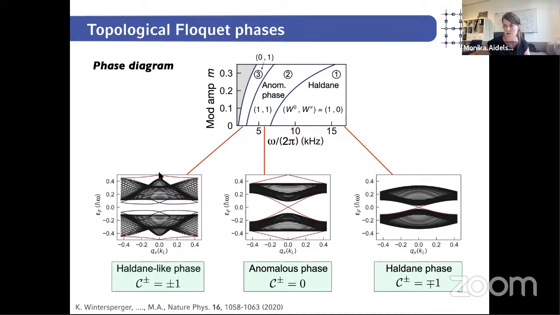So strictly speaking, there's no static representation of that one, because you cannot define the rotating wave approximation limit where you take the frequency to infinity. But there's a simple gauge transformation between this Haldane-like phase and the conventional Haldane phase that we know.